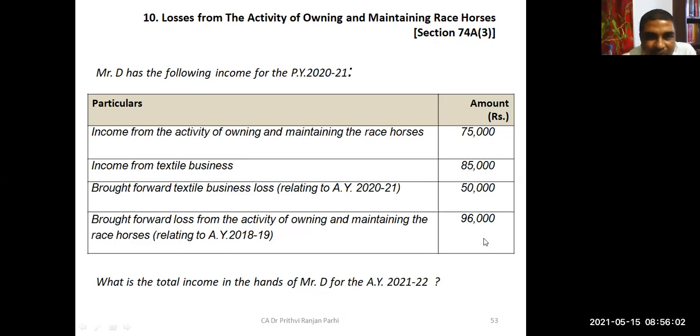Then what about this business loss? Income from textile business is 85,000. Then brought forward textile loss is 50,000. So that will again be set off against the income from textile business only. Very good. Now you have understood the concept.